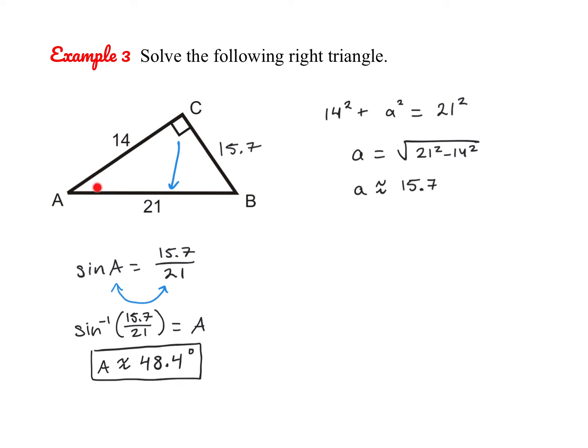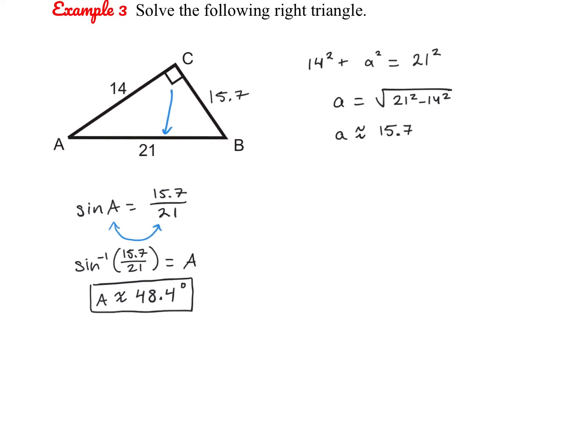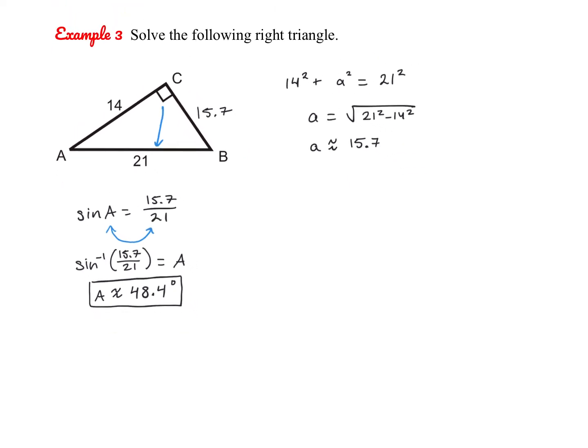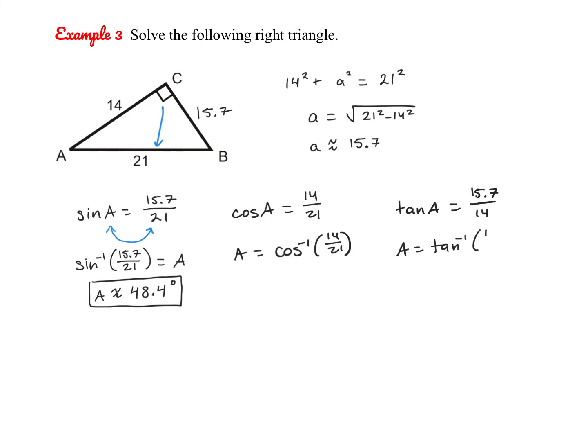And again, this isn't the only way we could have found angle A. We could have used arc cosine or arc sine. So we could have said the cosine of A is 14 over 21. So A is the arc cosine of 14 over 21. Or we could have even used tangent. So we could have said that the tangent of angle A is 15.7 over 14. So A is the arc tangent of 15.7 over 14. And whichever one you use, you should get the same value as your angle, so the same answer.